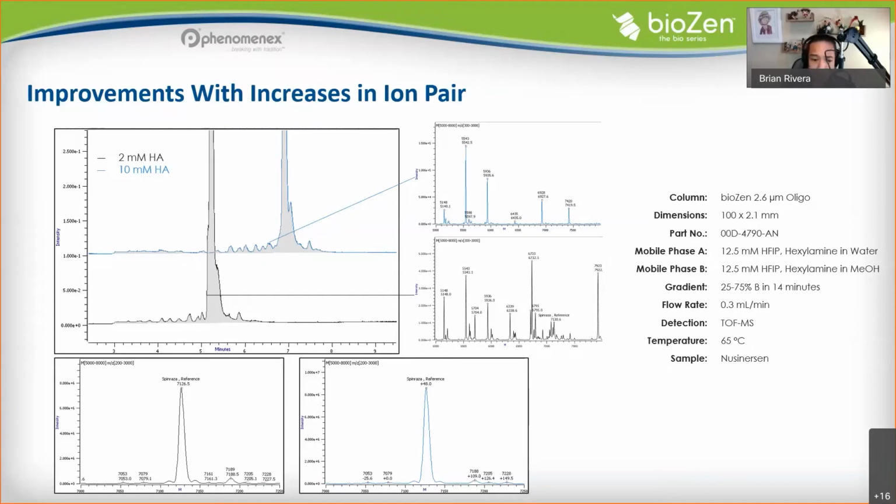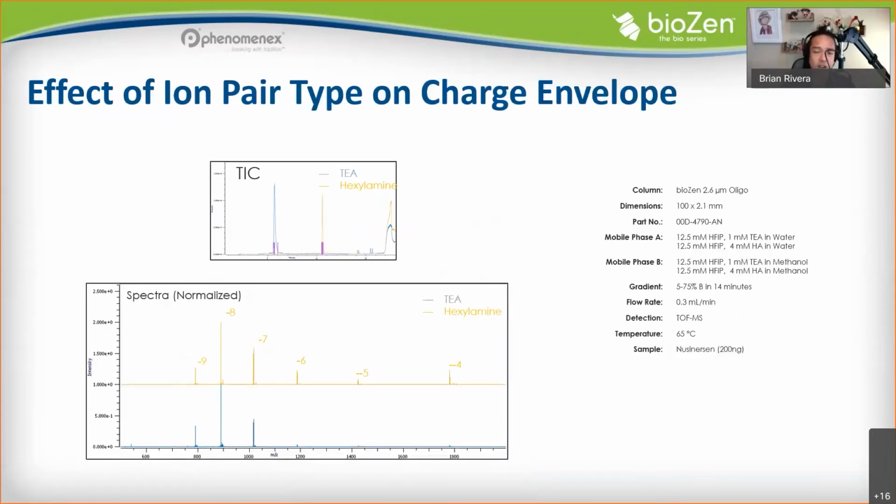The other thing to take a look at, and something I think is interesting, is the changes in the charge envelope based upon the types of alkylamine that you're using. The data is not shown here, but if you have triethylamine and you modulate the concentration of that, you're really not going to change the charge envelope. It's more or less going to remain the same. However, as you start to look at different alkylamines, your charge envelope now changes.